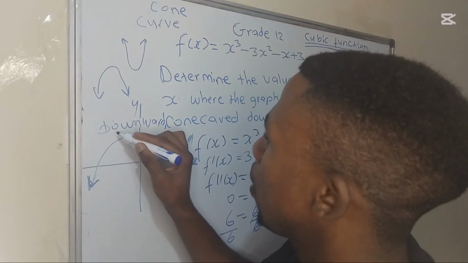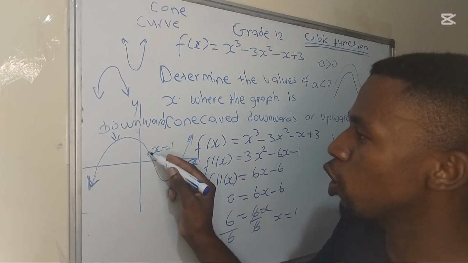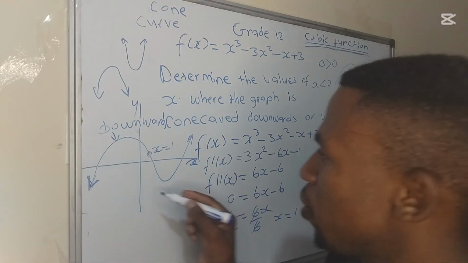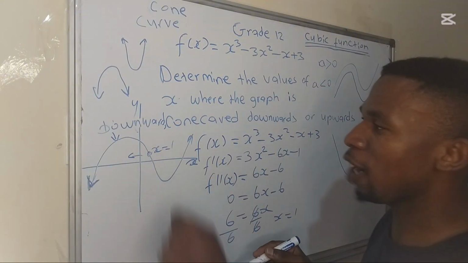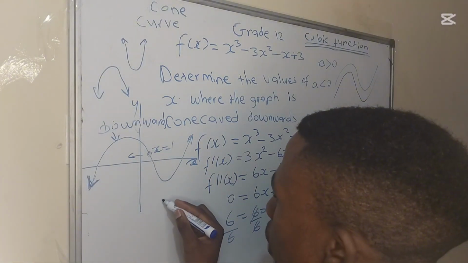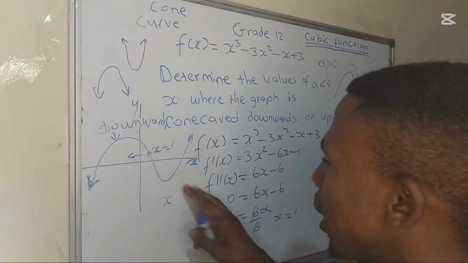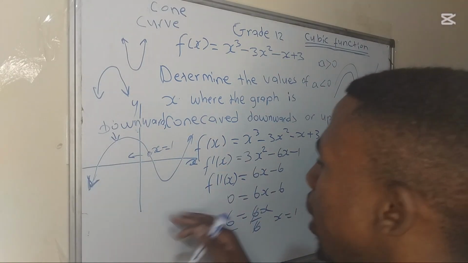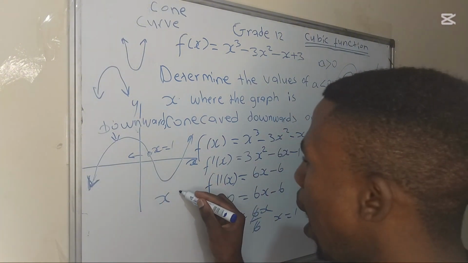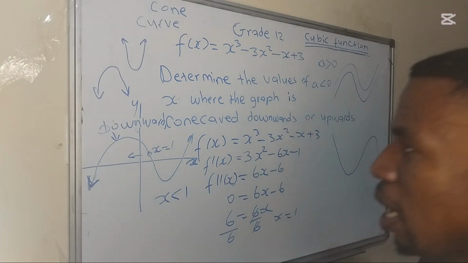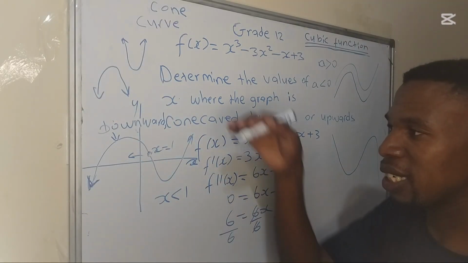Our graph is concaved downwards from this portion to negative infinity, right? Meaning that our graph is concaved downwards whereby the values of x are less than 1. From this portion all the way to negative infinity, our graph is concaved downwards.